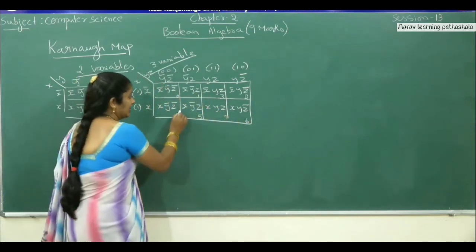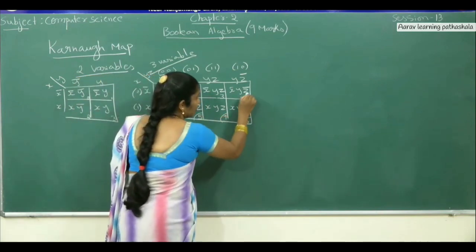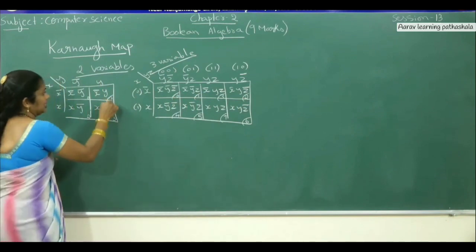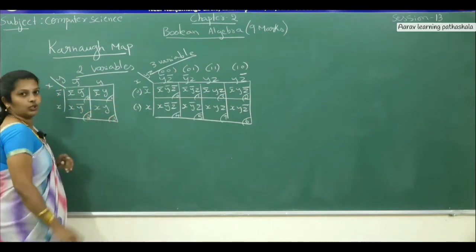This will be the designation value of the given K-map. Here also, see here, this is the designation value.